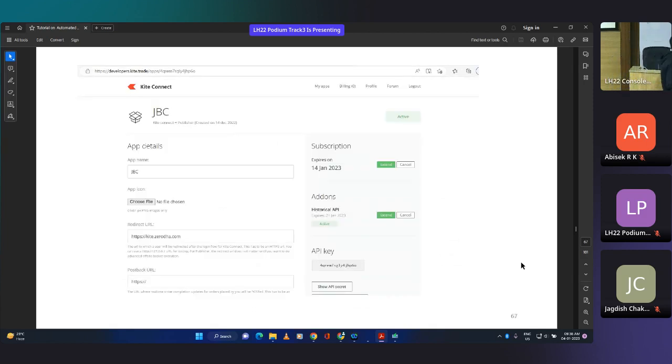Then to enable this algorithmic trading, we have to subscribe to this API, and for a month they are charging 2000 rupees for that API.